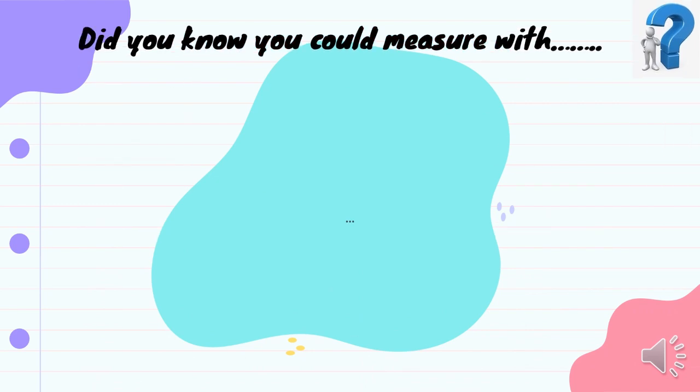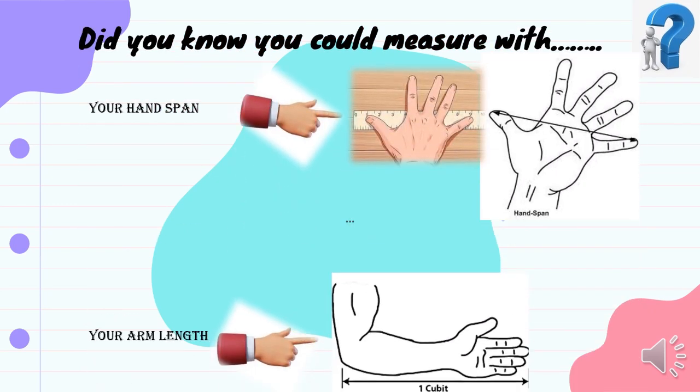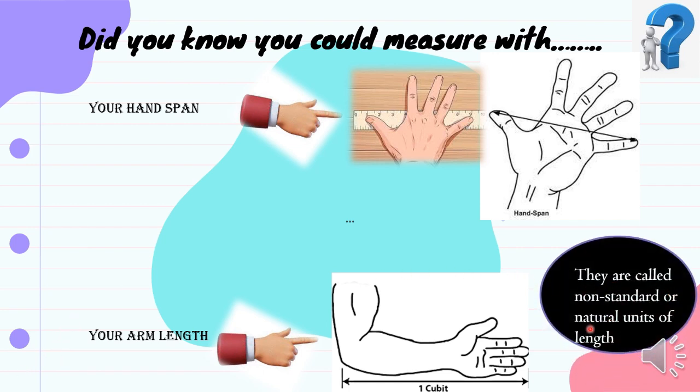Did you know you could measure with your body? Now, this is where I come in with my non-standard or natural units of length. Your hand span. Raise up your hand. Your hand span can measure from the tip of your thumb to the tip of your last finger, that is the little finger. You have one hand span. Spread your fingers as you raise your hand. There you have your hand span.